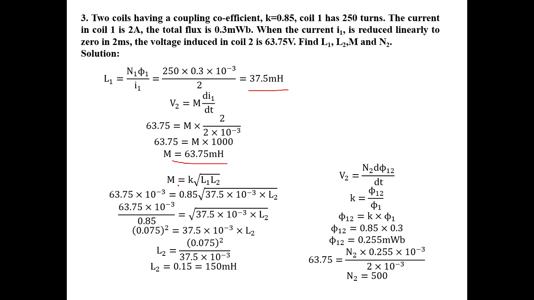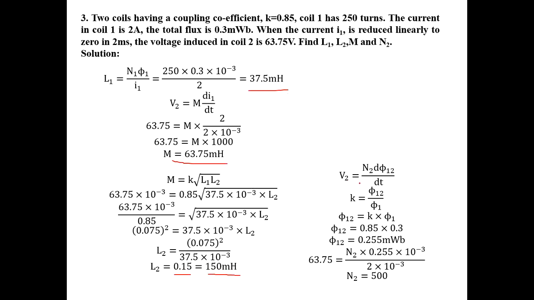Next, mutual inductance. We know that M is equal to K into root L1 into L2. Already we have found the value of mutual inductance, and we know the value of K, and then we know the value of L1. From this equation we can calculate the L2 value. Just substitute the values and we got the answer, L2 value as 0.15. We can write it as 150 millihenry.